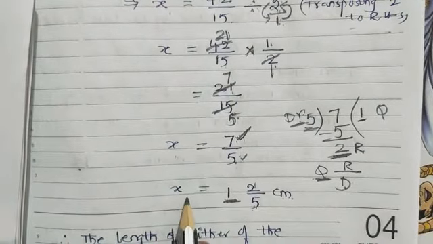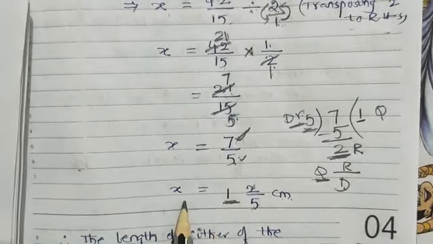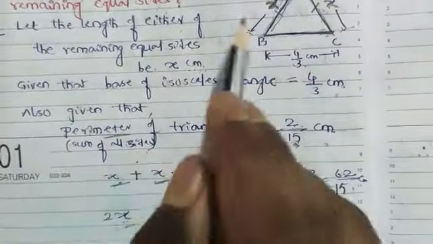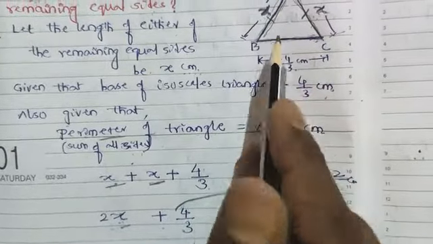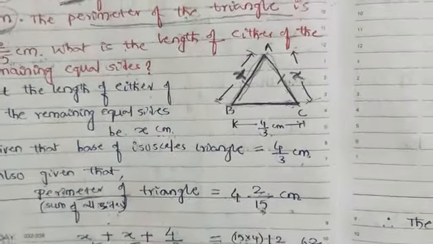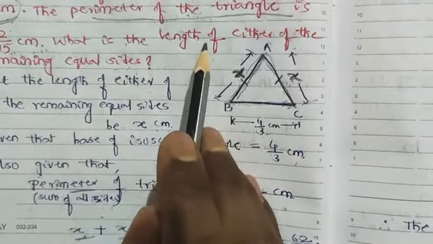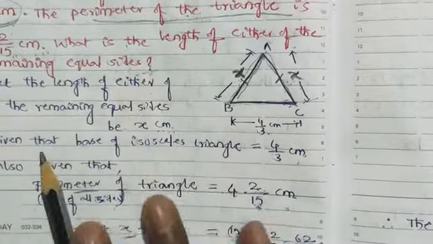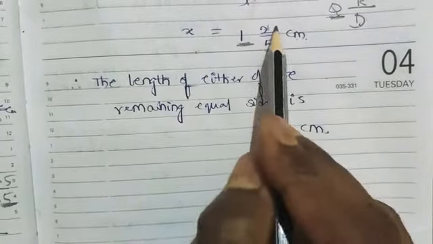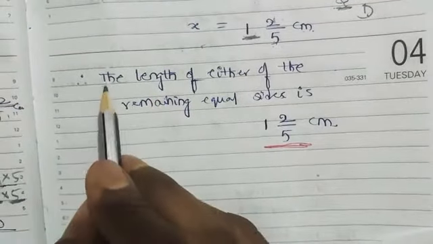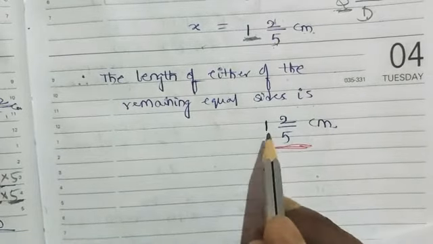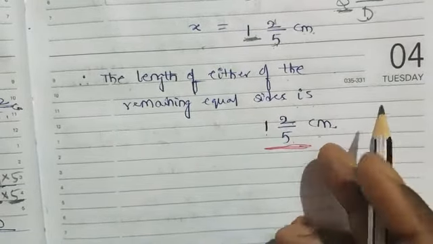So x, in the starting line, x is nothing but we assumed x as the equal sides length. In the question also they are asking us to find the length of the equal sides only. So if you know the x value, the length of the equal sides is satisfied. So x value is 1 whole 2 by 5 centimeter. Finally you can write the conclusion line. Therefore the length of either of the remaining equal sides is 1 and 2 by 5 centimeter.